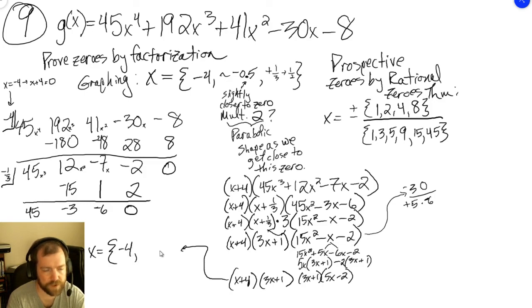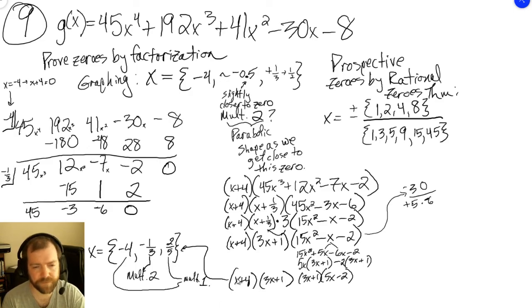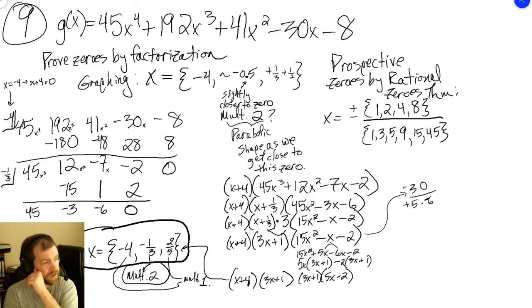So this is x equals negative 4, x equals negative 1/3, and x equals 2/5, where negative 1/3 has a multiplicity of 2, and negative 4 and 2/5 have a multiplicity of 1. Right, those are the zeros, and just as a caveat, this has that multiplicity. Works out pretty nice.